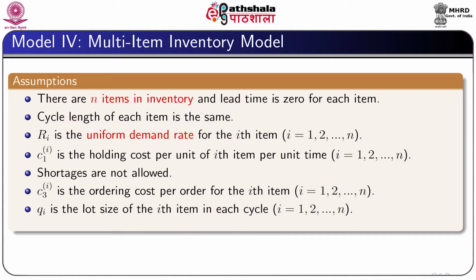C1i is the holding cost per unit of the ith item per unit time. Shortages are not allowed in inventory. We consider C3i as the ordering cost per order for the ith item, and Qi is the lot size of the ith item in each cycle.